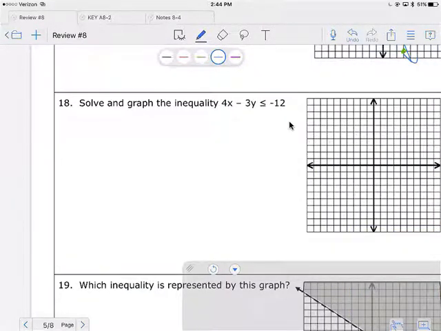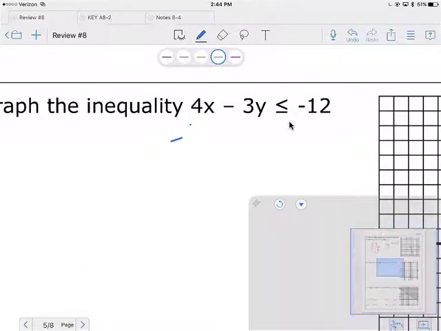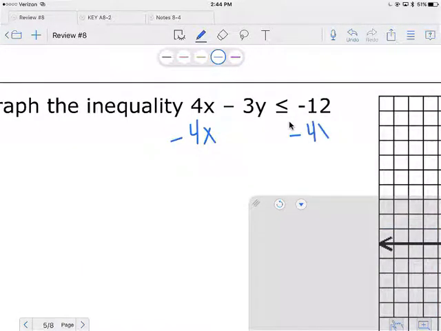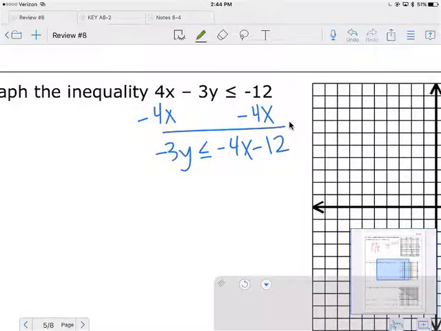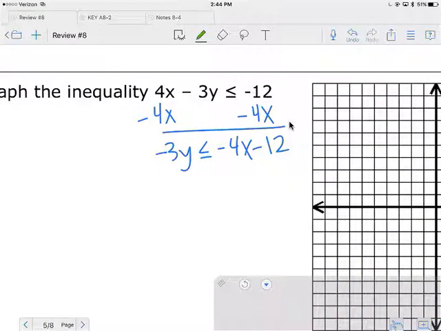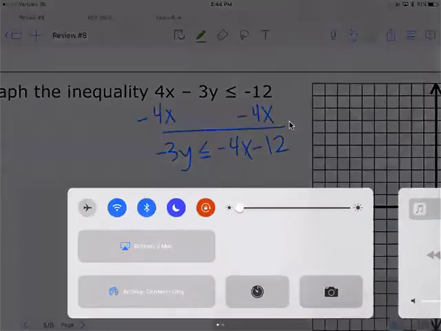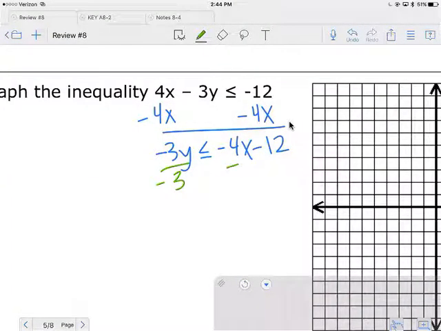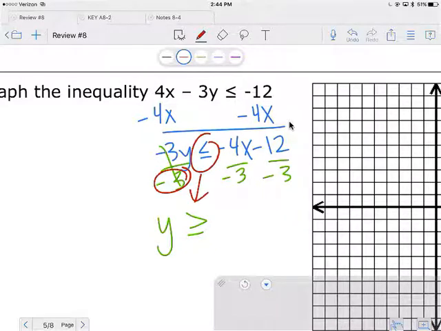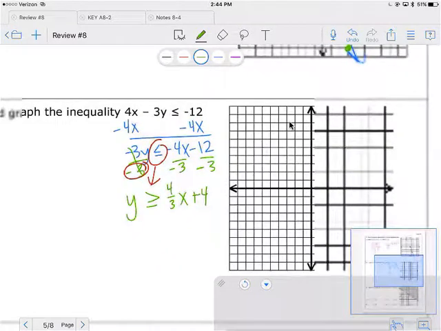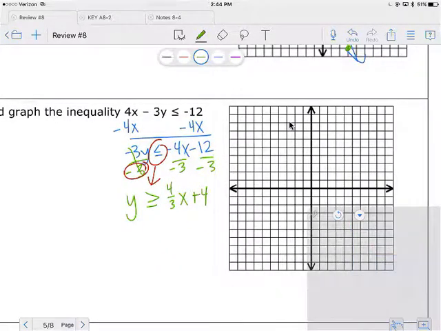In order to shade, I need to solve for y first, so I move the 4x to the other side. And I'm very careful with my negatives to make sure I don't lose anything. I simply rewrite the negative 4x and the negative 12, and then I divide everything by negative 3. Because I divided by a negative, my sign flips. And I'm graphing y is greater than or equal to 4/3 x plus 4.